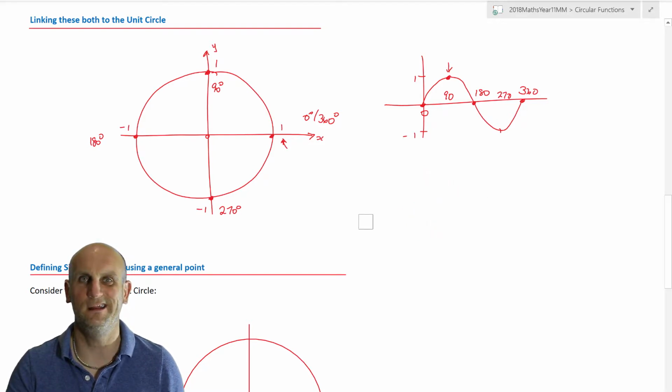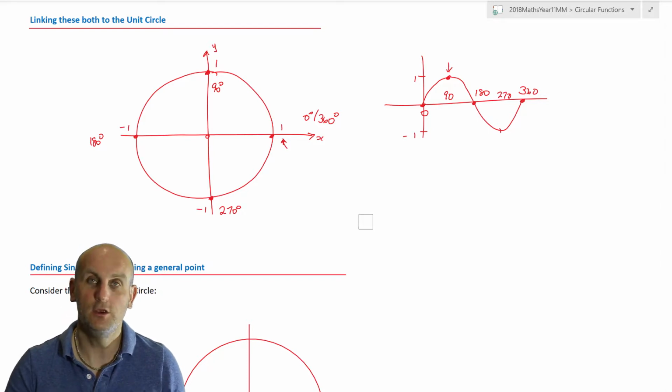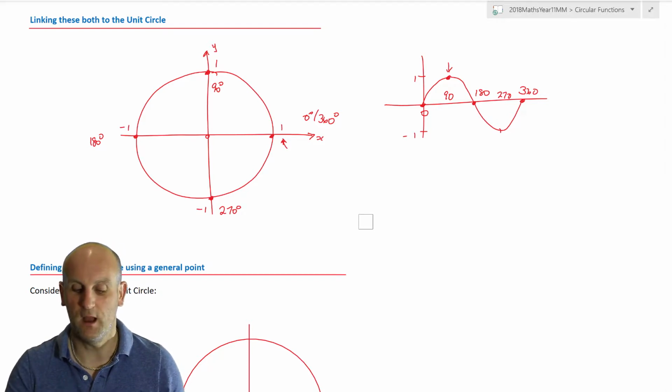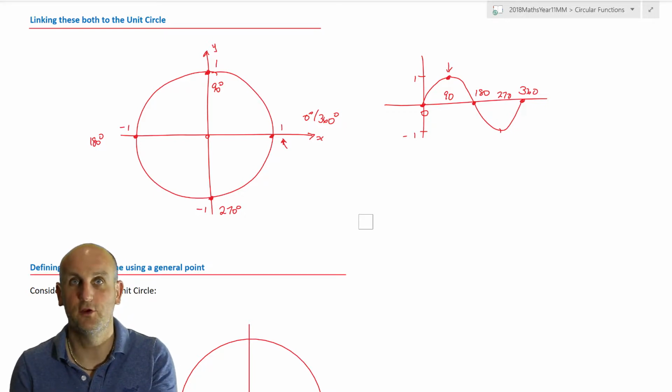And you're like, really? And I'm going to say, oh, yes, I promise you. Yes. So using the unit circle, I can now actually start mapping angles to height.